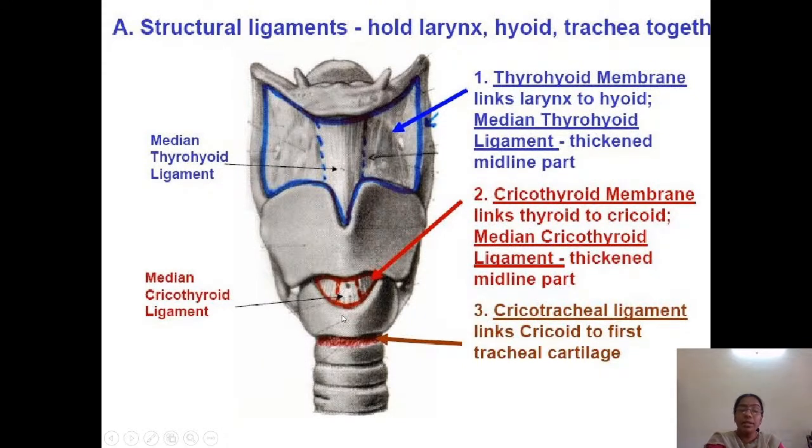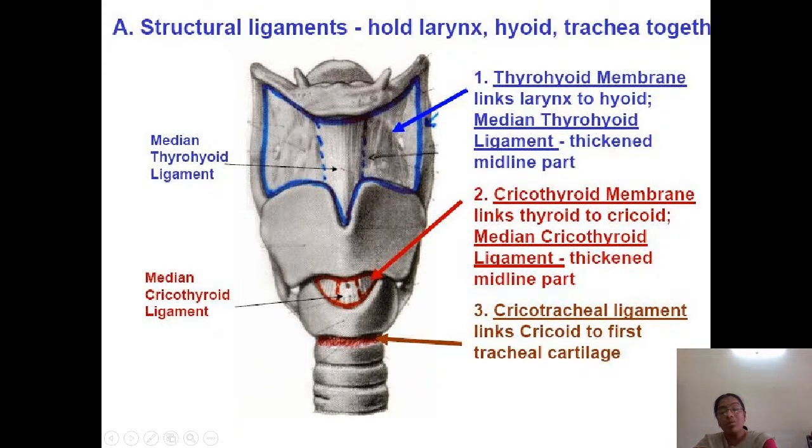One more, between the cricoid cartilage and the thyroid, the membrane is called the cricothyroid membrane. At the midway, it is thickened, forming a ligament called the median cricothyroid ligament. One more, between the cricoid cartilage and the trachea, the ligament present is the cricotracheal ligament. So these membranes and ligaments hold the larynx together.